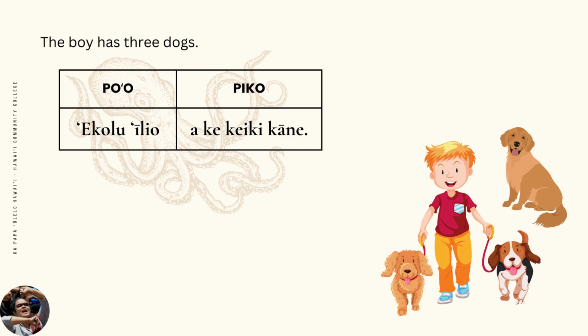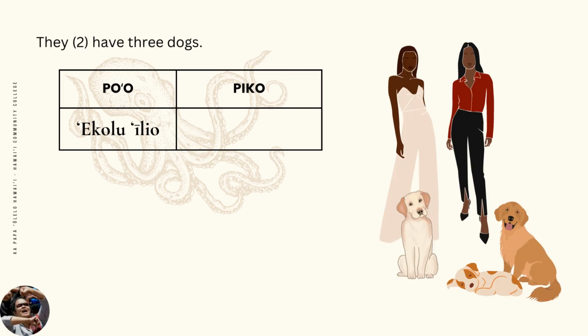Let's see what happens if we change the owner to a papani. They have 3 dogs. The po'o stays the same, the item owned and its amount, e kolu I lio. The piko, or the owner, is marked with o or a, and we choose a since it's kino a, and the owner is they too, lawa. They too have 3 dogs, e kolu I lio a lawa.